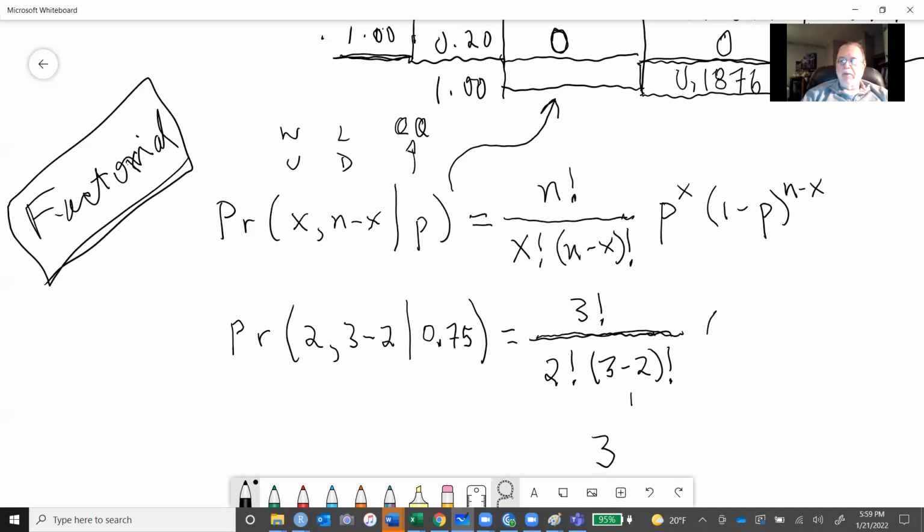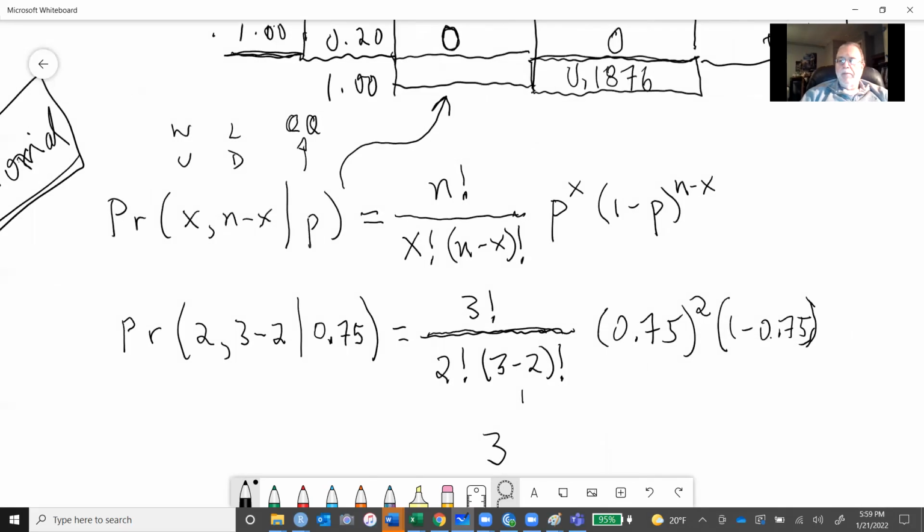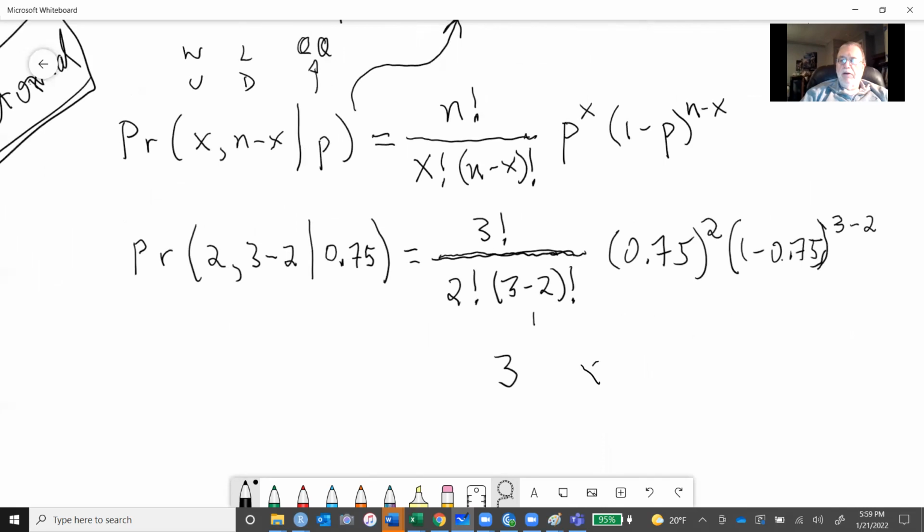P is 0.75 raised to the second power, 1 minus P to the 3 minus 2 power, or 1. It's the same as 3 times, what's 0.75 squared? I asked the crowd, and the crowd will verify that it's 0.5625.